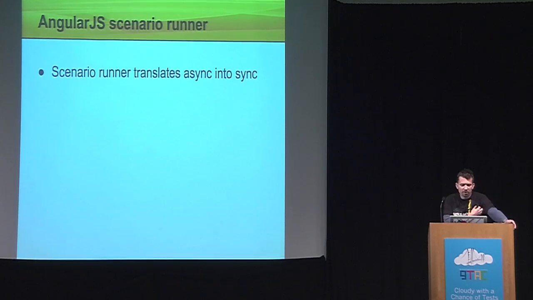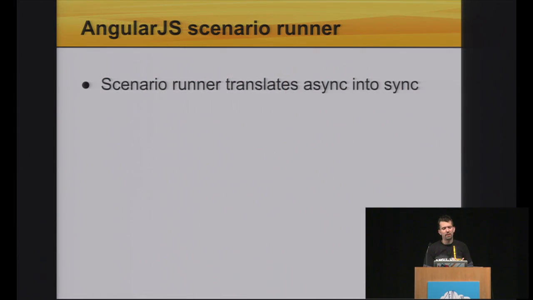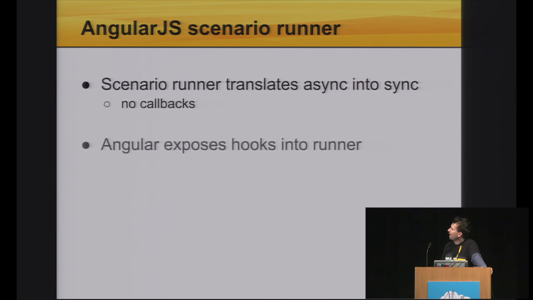So not only do we give you AngularJS, which is the framework for building your application, we also give you a scenario runner for running your scenarios. And what that allows you to do is turn the async nature of JavaScript into synchronous tests, because that's what fits better for writing unit tests and end-to-end tests. And the result of that is that there are no callbacks. The way this is achieved, as I said earlier, is that Angular exposes specific hooks so that the scenario runner and the framework can collaborate and achieve all these things.